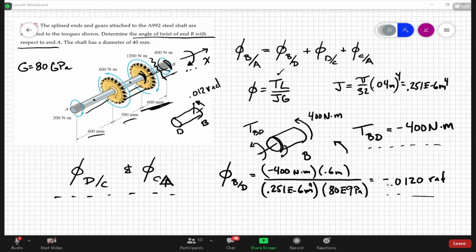Professor, to find DC, do we use the 100 and 1,200 newtons? You have to draw the free body diagram and then figure out what the internal torque is. Always, okay? Don't guess which torque to apply. On the end ones, it does work out to be the ones that are applied, but in here, it won't be. So you don't just grab the nearest torque. You have to draw the free body diagram, okay? Always.